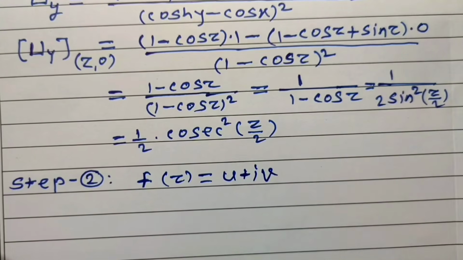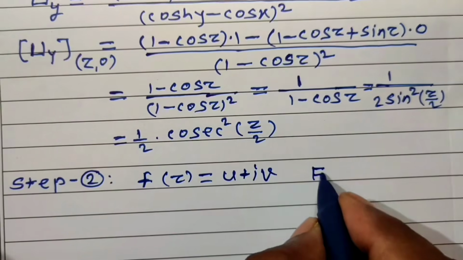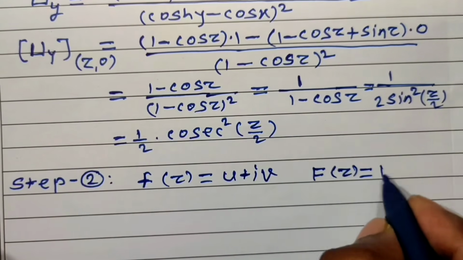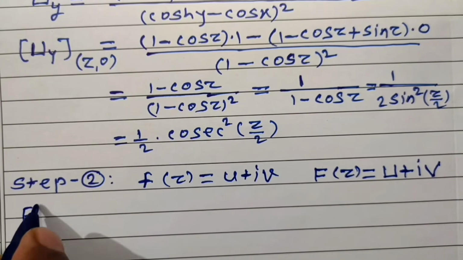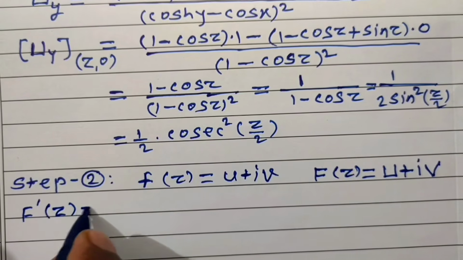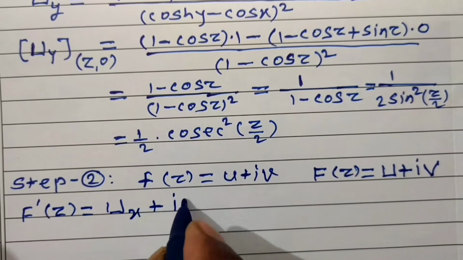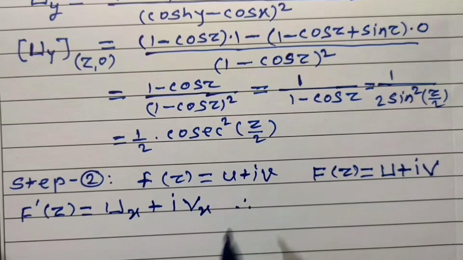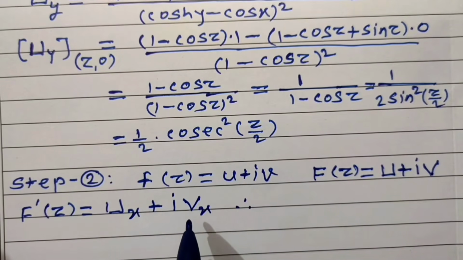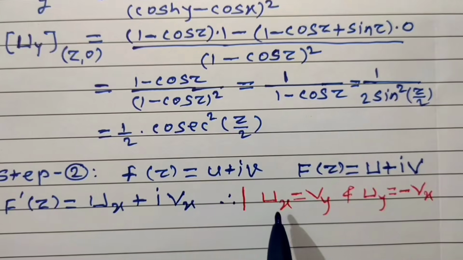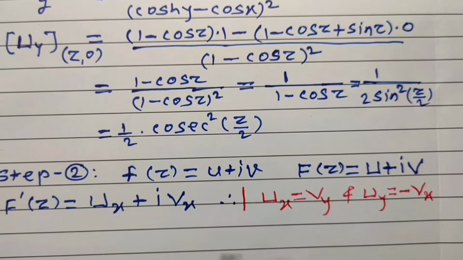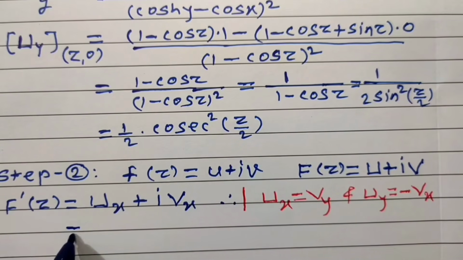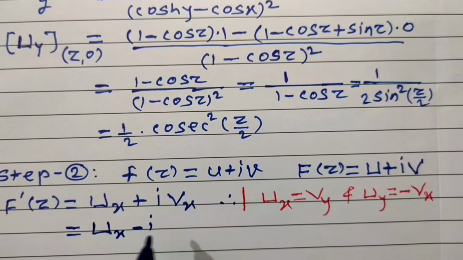This is small f of z, but we have to assume capital F of z. Capital F of z is equal to capital U plus i into capital V. Hence capital F, its derivative with respect to z, is equal to u_x plus i v_x. But here capital U is given, V is not given. Hence applying Cauchy-Riemann equations, u_x is equal to v_y and u_y is equal to minus v_x. So we have to replace this v_x by minus u_y. So F dash z is equal to u_x minus i u_y.